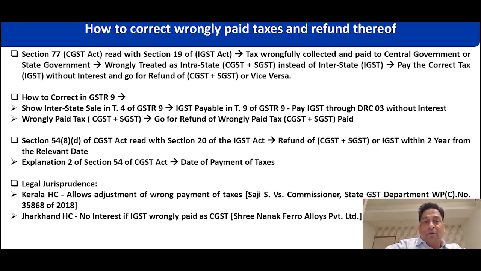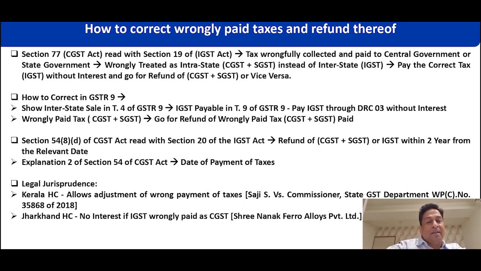While doing so, when you put the transaction under IGST, a corresponding IGST payable gets created in table 9 of GSTR-9, which you need to pay through DRC-03 without interest as per section 77 subsection 2 of the CGST Act, read with section 19 subsection 2 of the IGST Act.